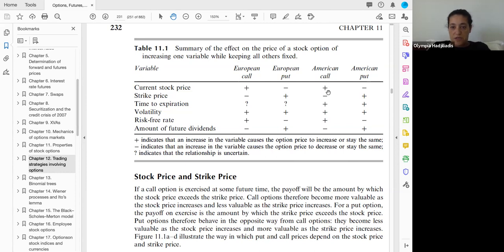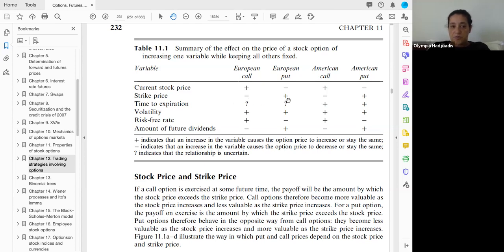American call, for the same reason, increases when the current stock price increases. It's an increasing function of the stock price. And the American put decreases when the current stock price increases. So with the strike price, remember the European call gives you the right, but not the obligation, to buy at the strike price. So as the strike increases, the European call price decreases.